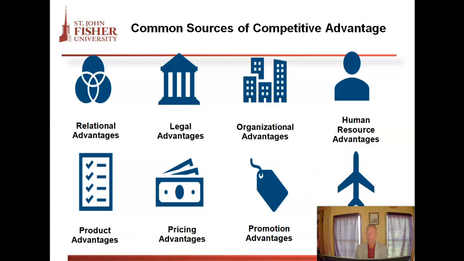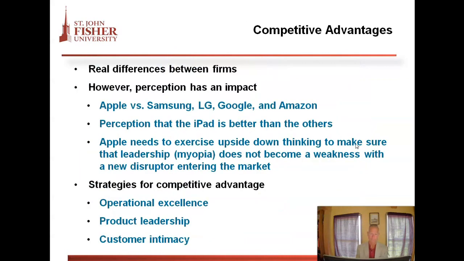Let me move myself out of the way. And then distribution advantage, again, would be Amazon. You click, gets there in 2 days. That's phenomenal.